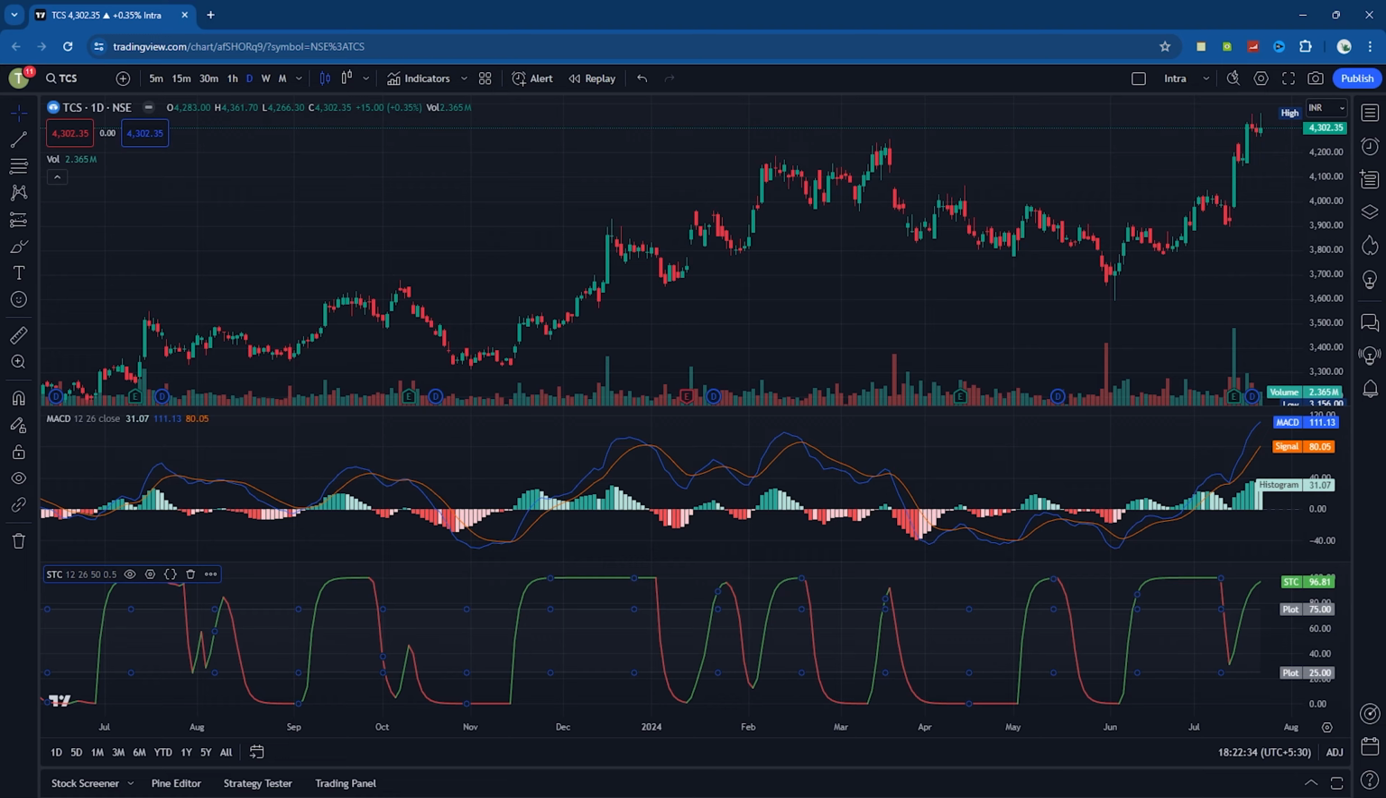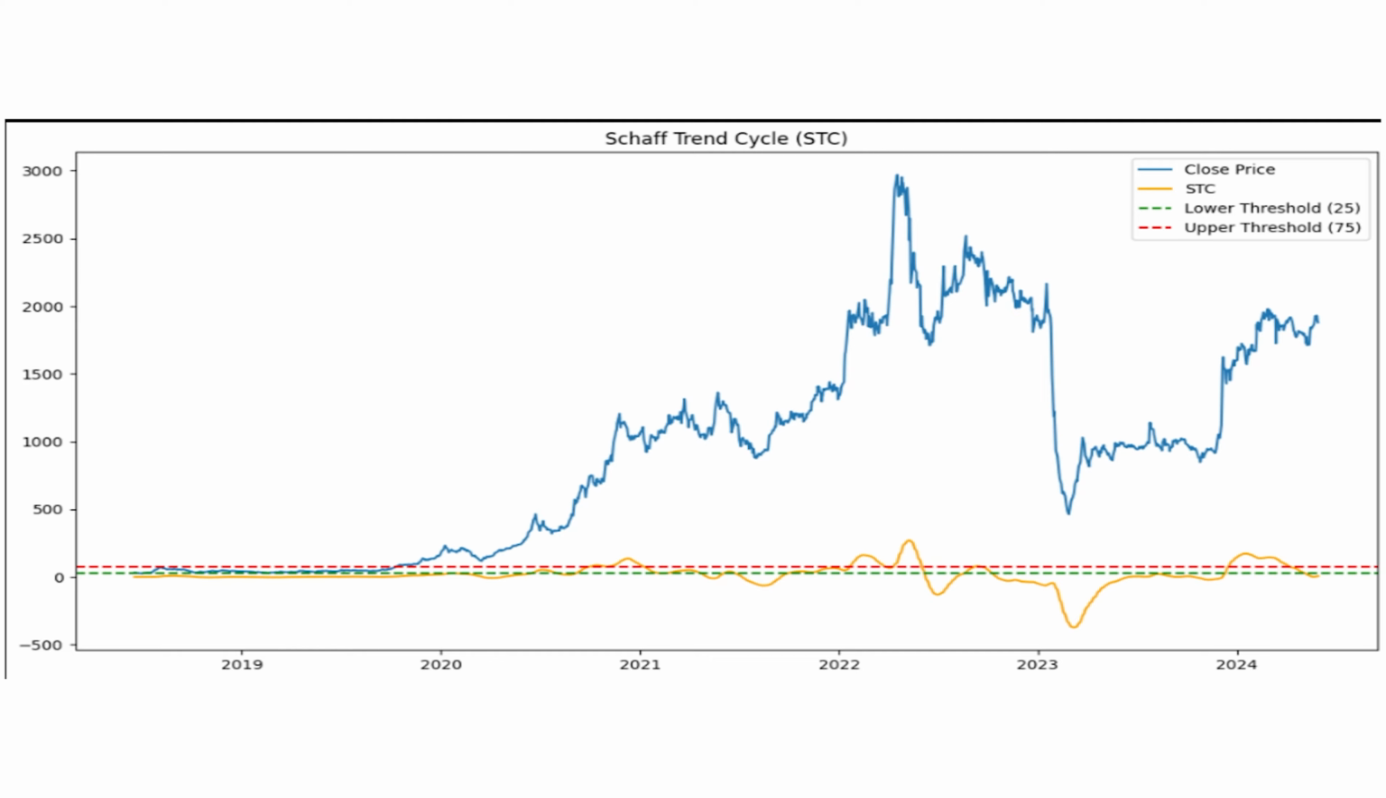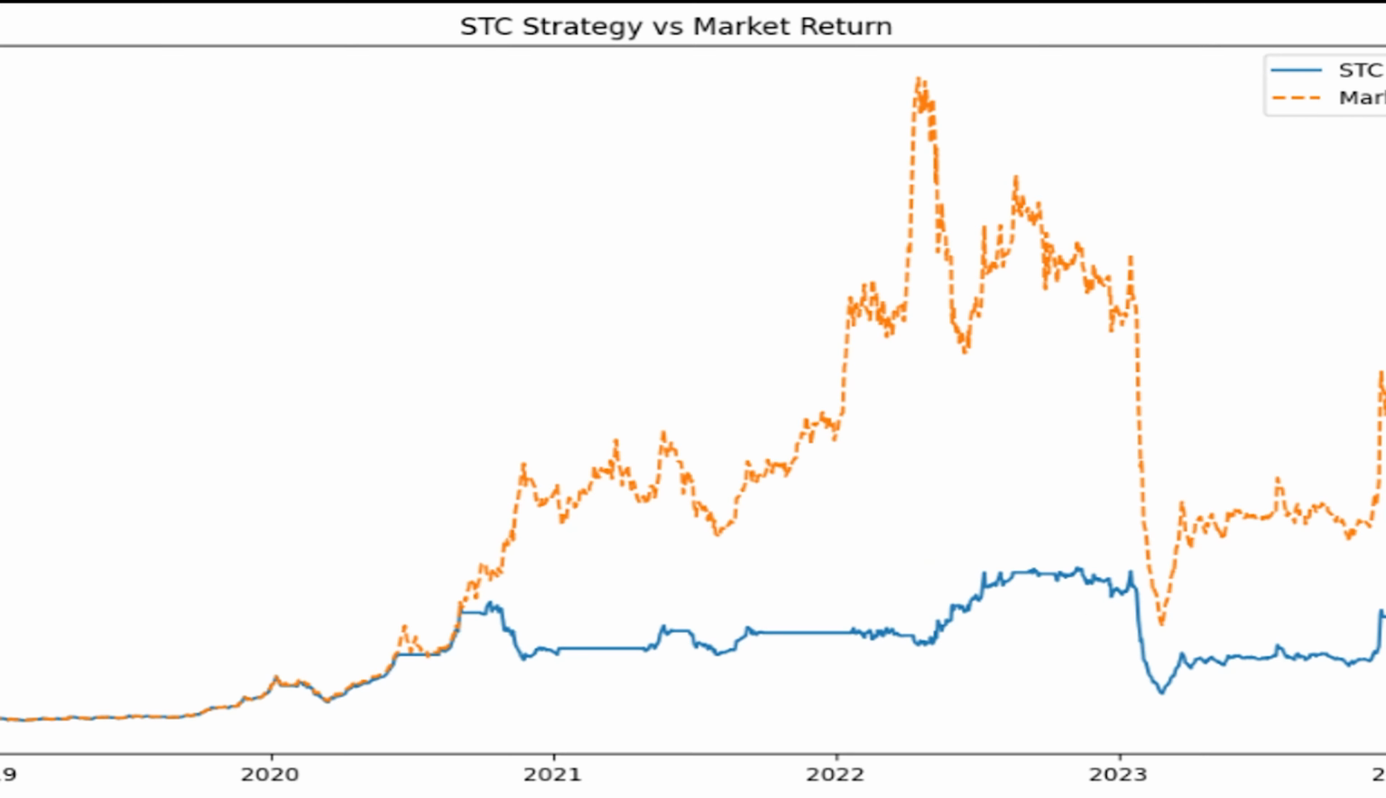So now let's do one thing. Let's go to the Python code, or let's go to Visual Studio. We will first create this trend cycle. So let's say this is our 75 line, and this is our 25 line, the upper threshold and lower threshold. Whenever the STC oscillates between these two, we can buy or sell the stock. After that, we will implement a strategy, and then we'll see whether the STC strategy gives more return than the market return.